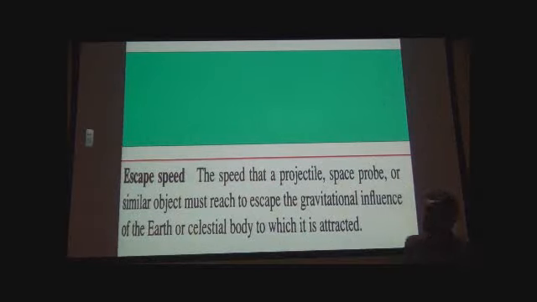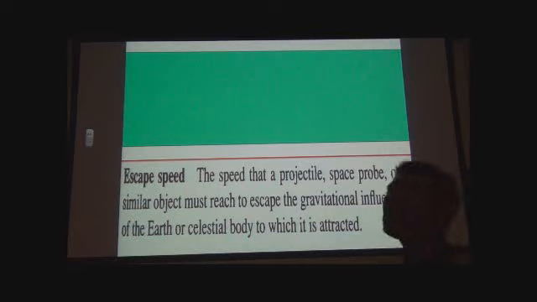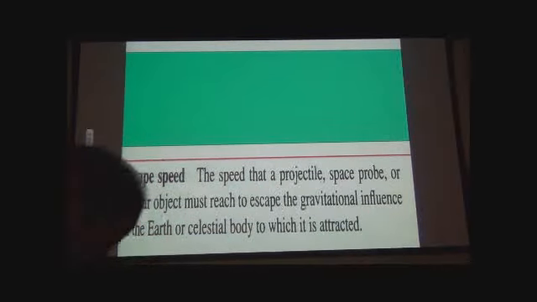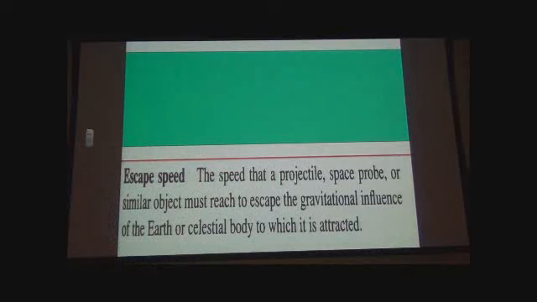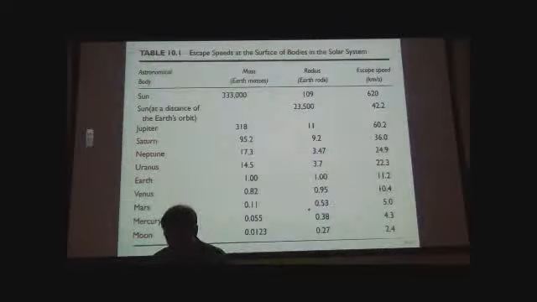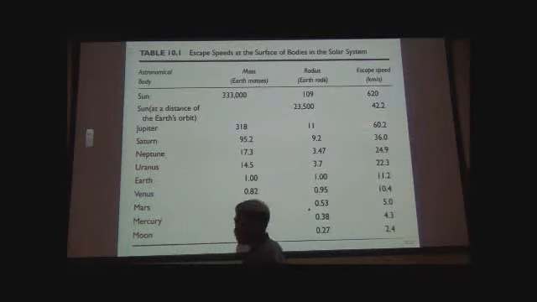Okay, so escape speed. For a projectile to escape the Earth, you'd have to launch the projectile. So if you were to take a rock and fling it upwards away from the Earth, and if you were to fling it at about 18 miles per second-ish, you will end up with the object going into orbit. So escape speed.